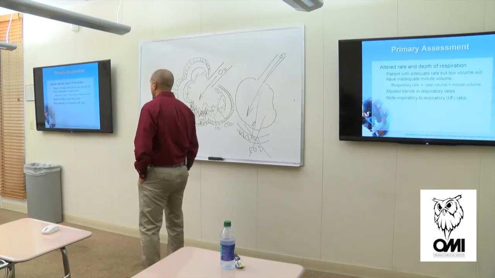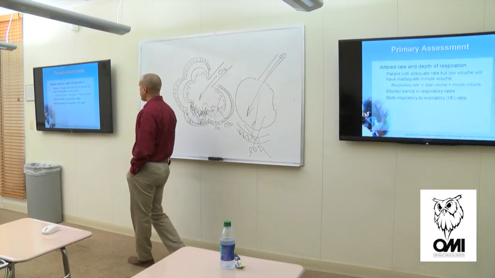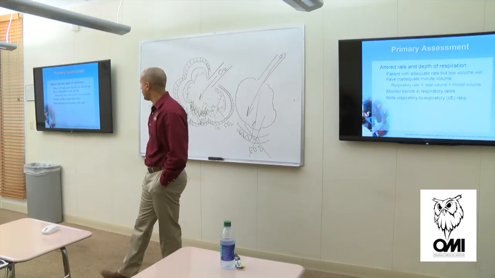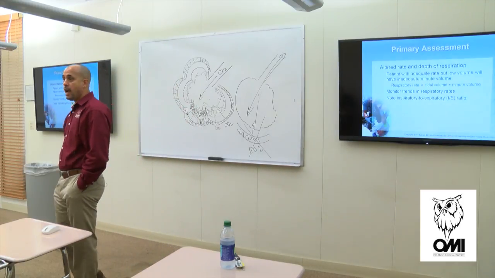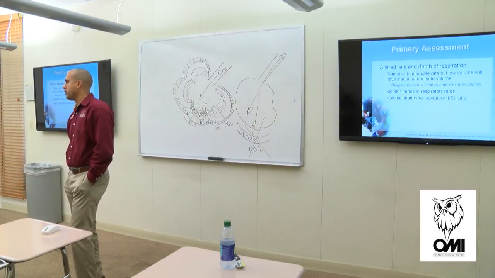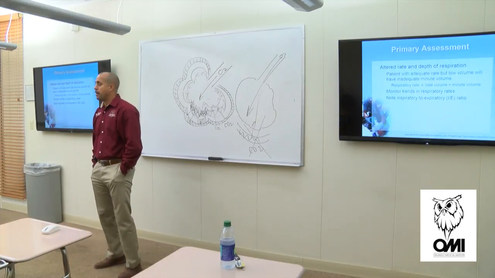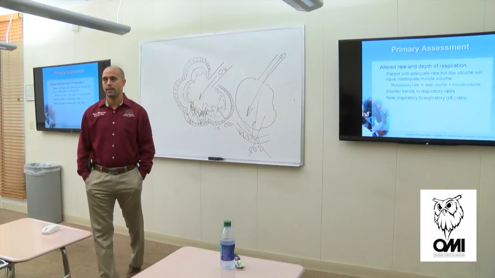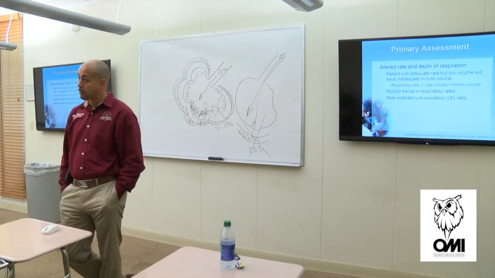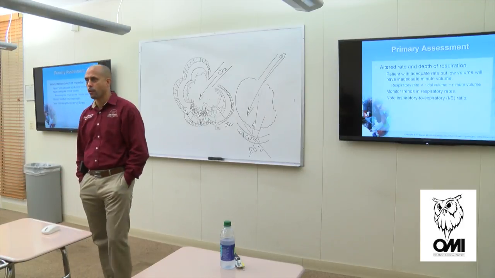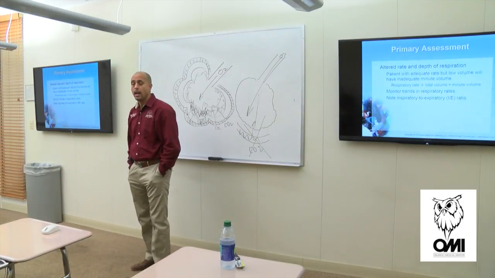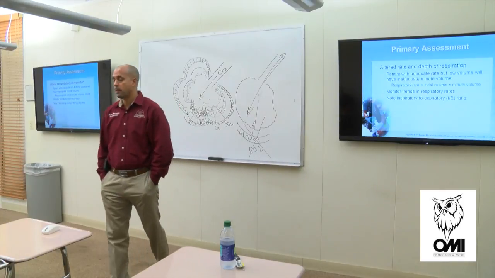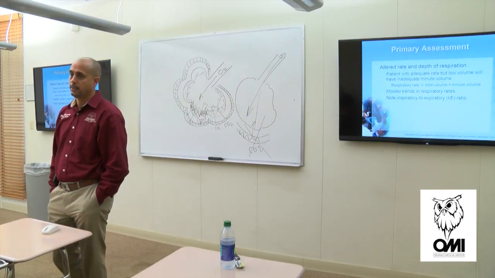We're going to look at the depth of respiration. A patient with adequate rate but low volume will have inadequate breathing. Meaning, I'm breathing 15 times a minute, 12 times a minute, but my chest rise is not significant. It's not enough, so my breathing is inadequate. What will cause that? My rate is fast or normal, but my tidal volume, how much I'm sucking in, is not enough.